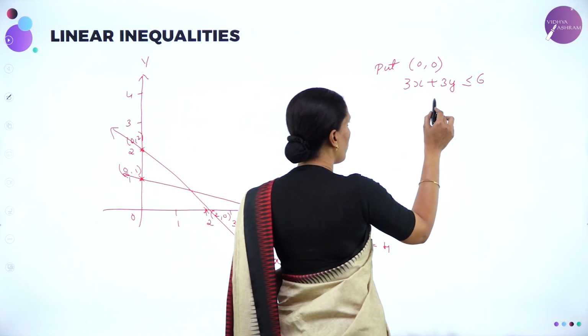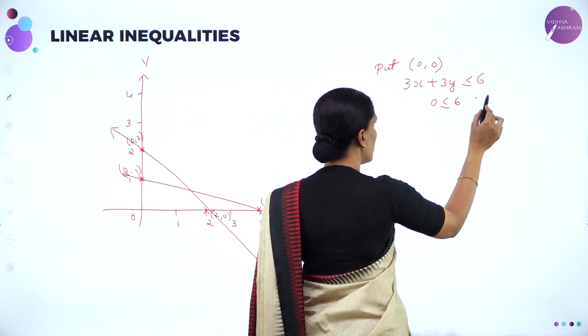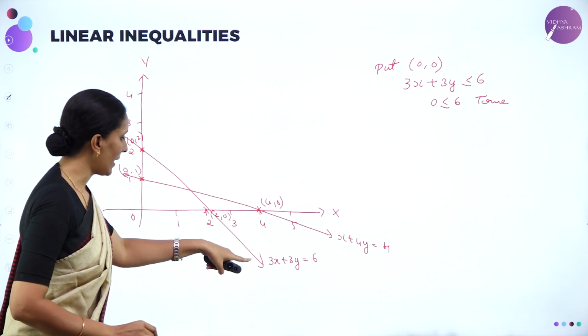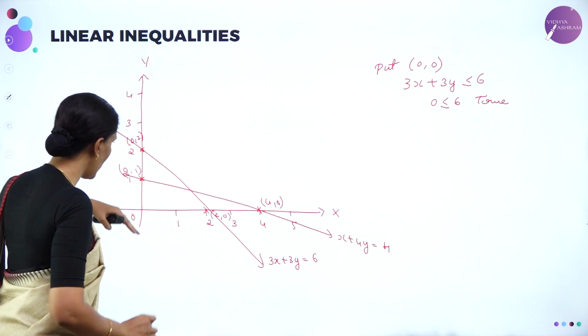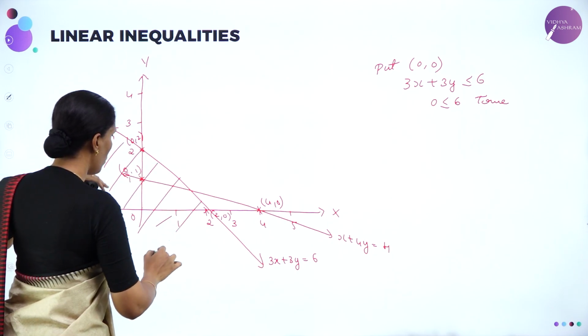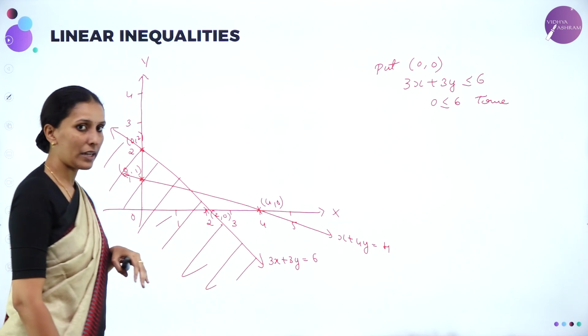So here if we put it, we'll get 0 less than or equal to 6. So it's a true statement. So that means for this line, the region containing 0, so this entire region containing 0 will be the solution region.